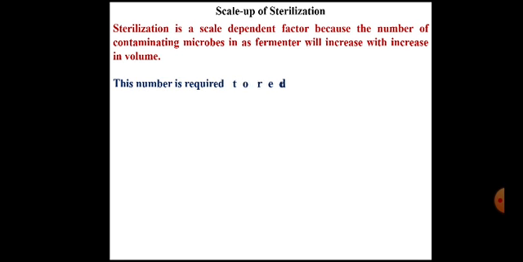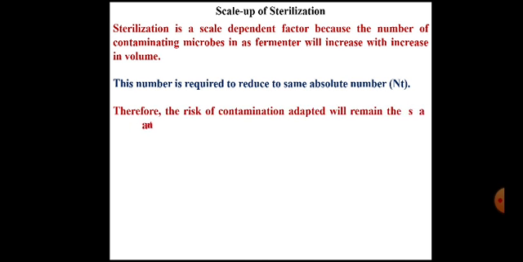The next part in scale up studies is sterilization, scale up of sterilization. Sterilization is a scale dependent factor because the number of contaminating microbes in a fermenter will increase with increase in volume. Obviously, this number is required to be reduced to the same absolute number, meaning whatever is N0 has to be decreased to the value of Nt. Nt means the number of viable organisms present after sterilization treatment period t.